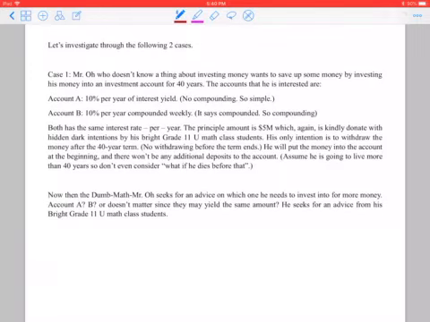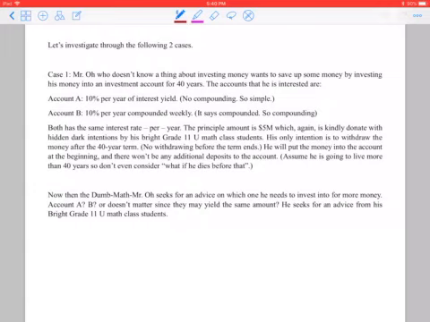So let's actually take a look at the first case. Case 1: Mr. O, who doesn't know a thing about investing money, wants to save up some money by investing his money into an investment account for 40 years. The accounts that he is interested in are: account A, 10% per year of interest yield. There's no compounding, so it's basically simple. It doesn't say anything about compounded.